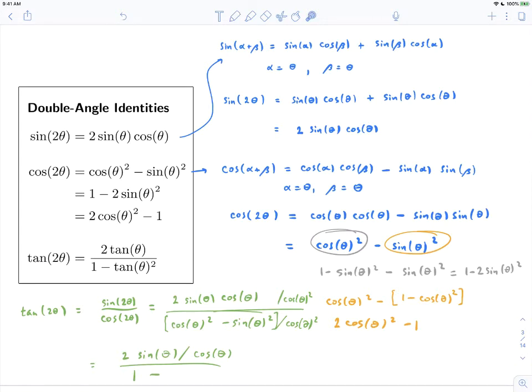Minus, now we have sine of theta squared divided by cosine of theta squared, which is sine of theta divided by cosine of theta quantity squared. But sine over cosine is tangent, so we have 2 times tangent of theta divided by 1 minus tangent of theta quantity squared. And that's how we prove these identities. Let's go ahead and do some examples using these identities.